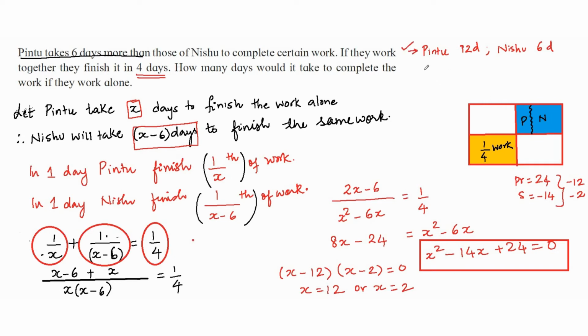Whereas if x is equal to 2, that means Pintu takes 2 days to complete the work. And Nishu will take 2 minus 6, that is minus 4 days to complete the work, which is not valid because nobody can take negative 4 days to complete a work. Time cannot be negative. That's why the only acceptable solution here is Pintu takes 12 days and Nishu takes 6 days to complete the same work. That's going to be my final answer.